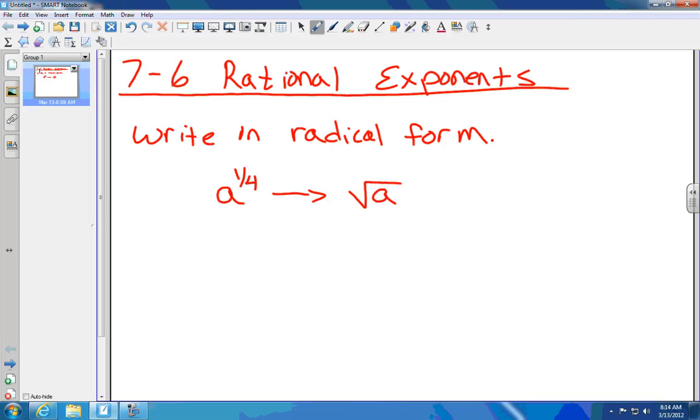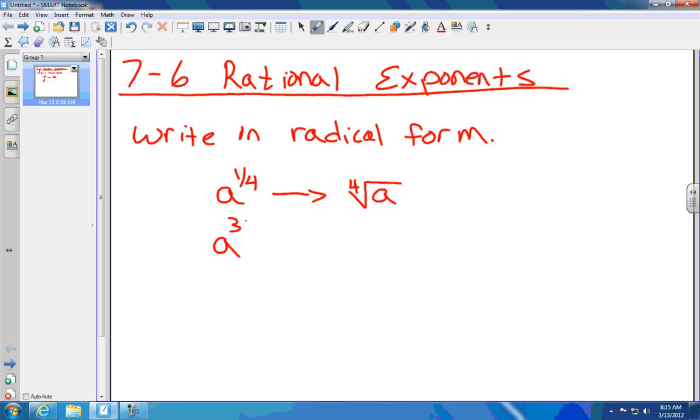Now you have a radical, and this bottom number, which is the 4, becomes your index. So whatever the fraction is, the bottom number becomes your index for a radical. So some of your homework really is that simple. They just want you to write it two different ways.